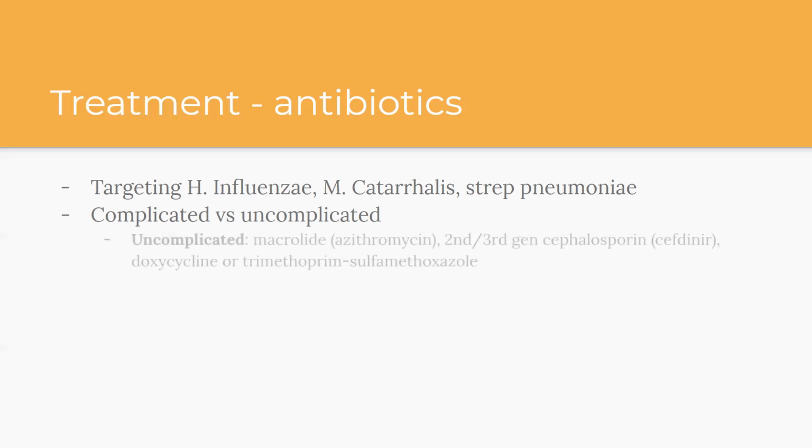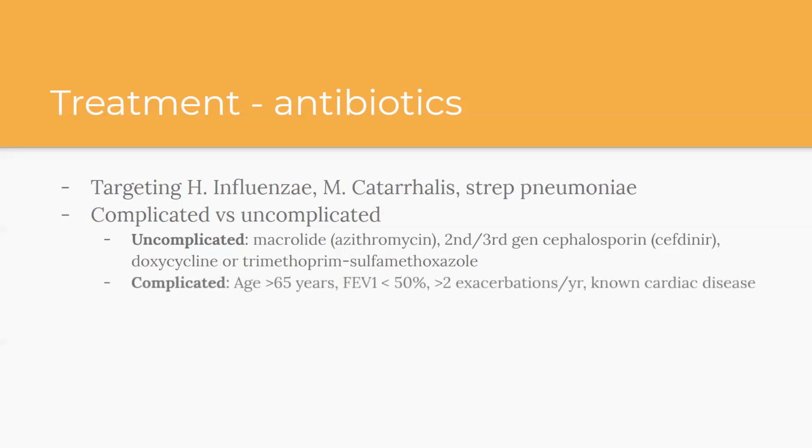So number one is uncomplicated, which is just as it sounds. And I'll talk about the complicating factors. If they don't have any of those, they're considered uncomplicated. And those people will usually get a macrolide. Azithromycin is an option. A second or third generation cephalosporin, like cefdinir, I feel is the most readily available at the pharmacy. Doxycycline or trimethoprim-sulfamethoxazole, most people know as Bactrim.